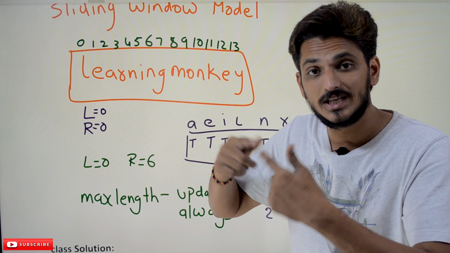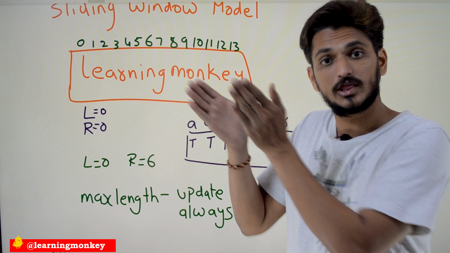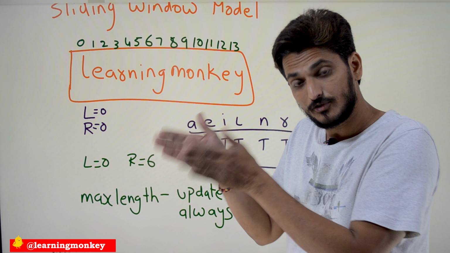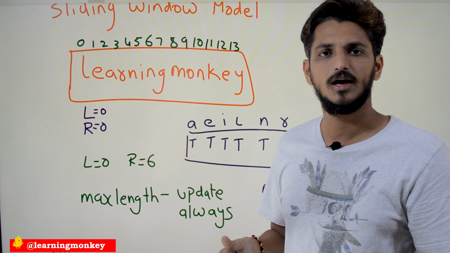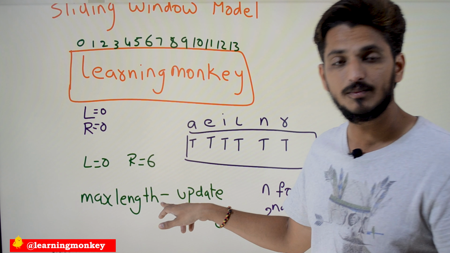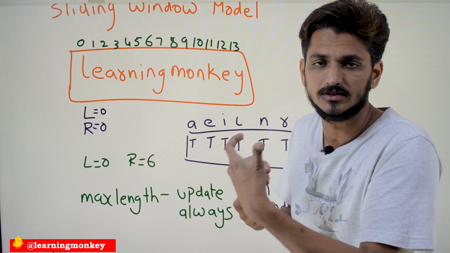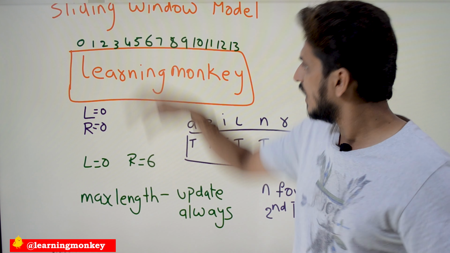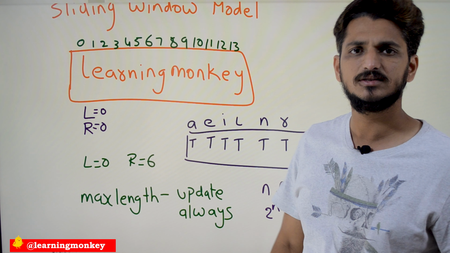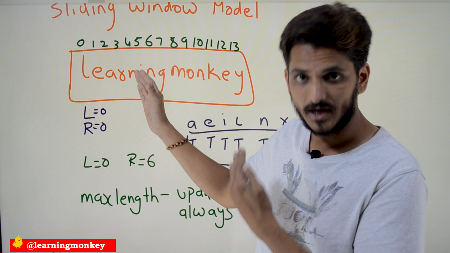So always keep on updating this maximum length. If you find a window of size more than 6, update it. That's why we are using the maximum length variable. Always keep on updating the maximum window size. That is possible up to now. Up to now, what is the maximum window size? 6. Now, why did it get the name sliding window?